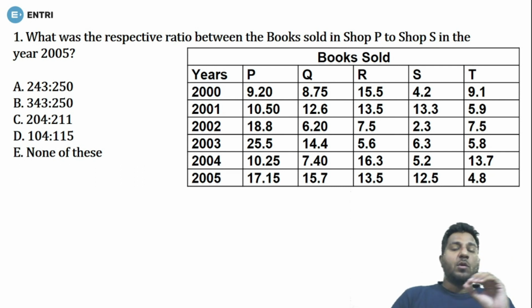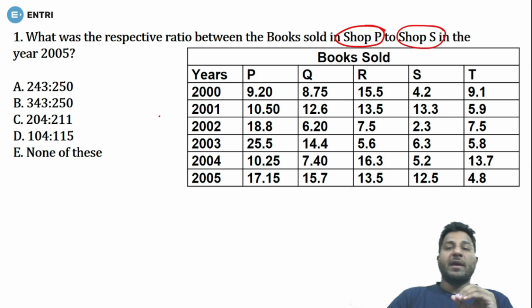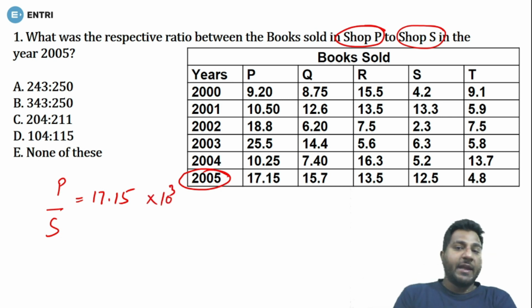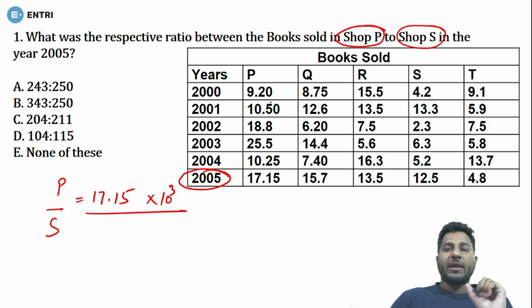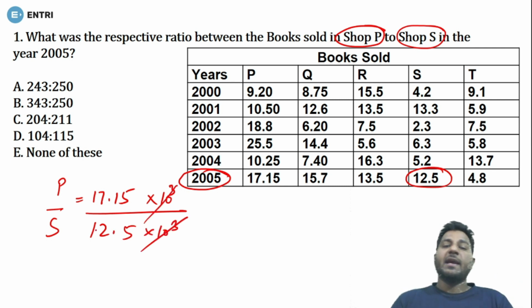Here is the first question. What was the respective ratio between books sold by shop P to shop S? So P to S, okay, in the year 2005. So first you need to mark 2005, and shop P has sold 17.15. You don't need to mention 10 to the power 3. Look, if you mention 10 to the power 3 in multiple, 10 to the power 3 will get eliminated. Okay, now look at shop S. Here is shop S, and that is 12.5 into 10 to the power 3. As I have told you, it will be eliminated.